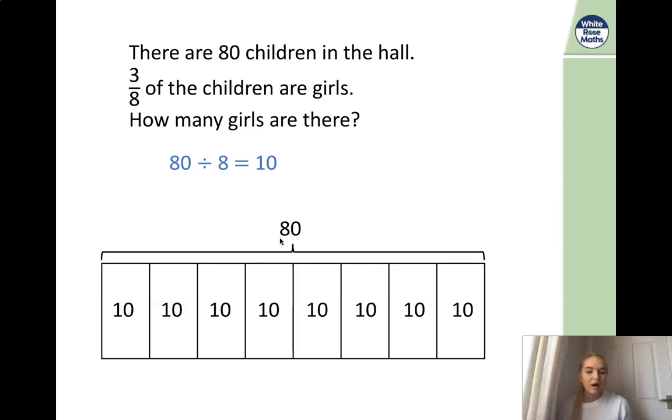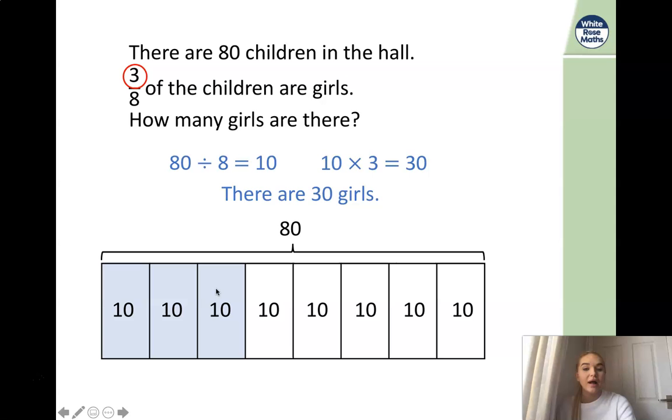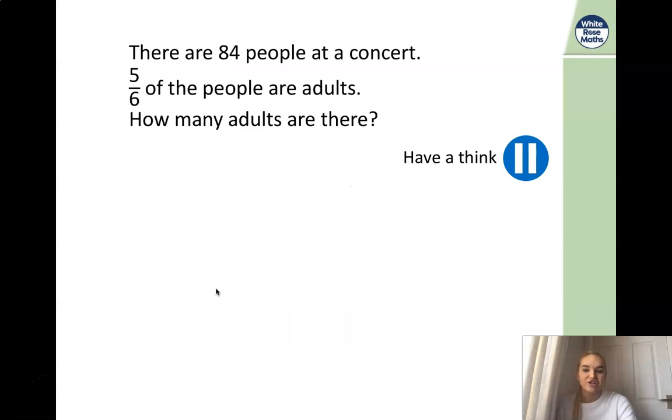Now, how many parts, how many 8s are we looking for here? That's right, we're looking for 3 8s, and we can colour them in there. And we can see that 3 8s is the same as 10 multiplied by 3, which is 30. So there are 30 girls. Can you have a go at this question now?